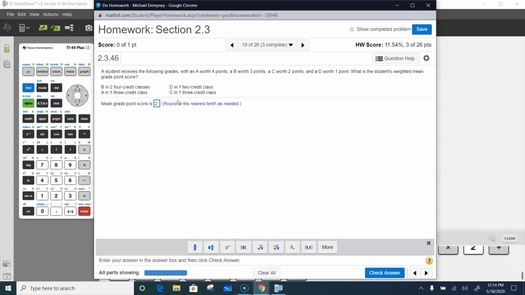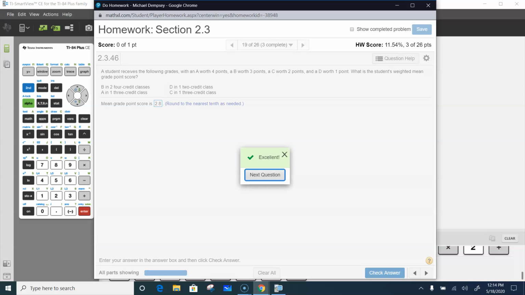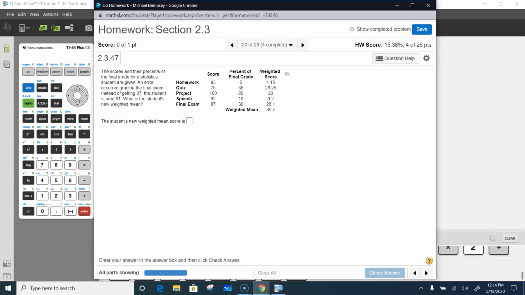Let's round to 1 decimal place, nearest 10. So sorry, that's a 2.8, not 2.75. Okay, 1 decimal place rounding there. Okay, and the last one I want to look at with you here is number 20.